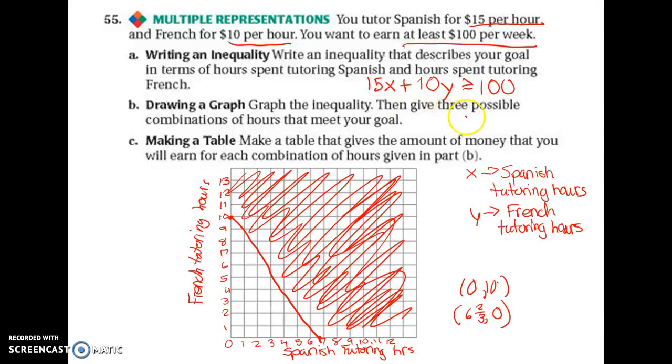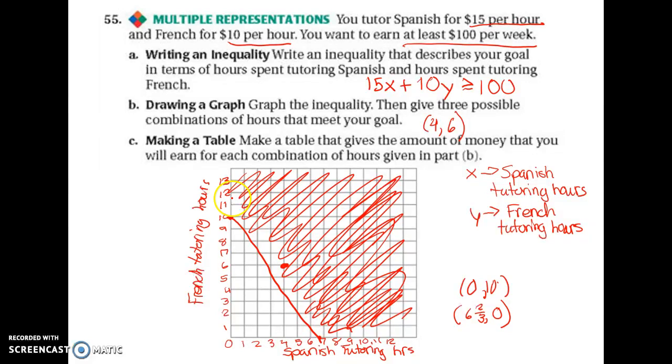Looking at possibilities that would work, it would be anything that is shaded here. So I'm going to choose this point right here as a possibility. So this would be 4, 6, and remember that 4 is 4 hours of Spanish and 6 hours of French. If I substitute that into my inequality, I would have 15 times 4, which is 60, and then I would have 10 times 6, which is 60, and 60 plus 60 is 120, which is more than 100. So that would be a possibility.